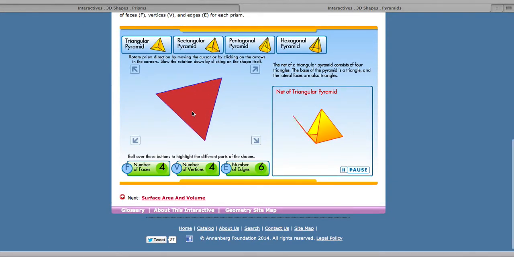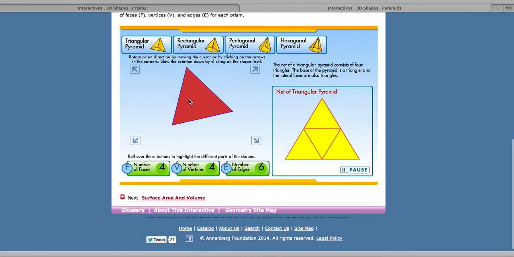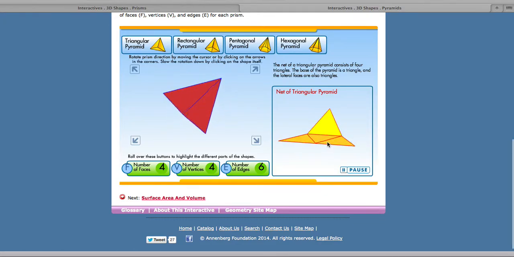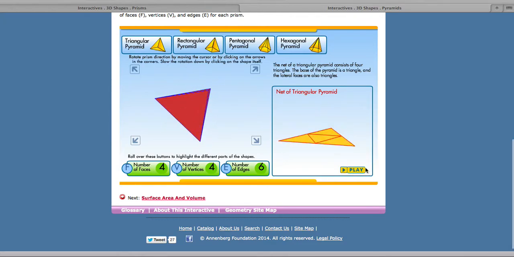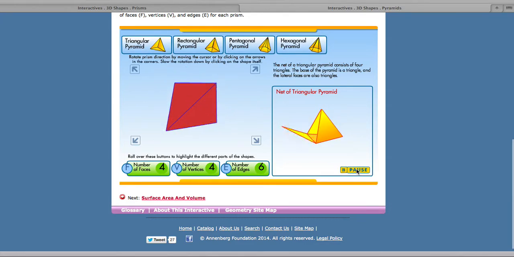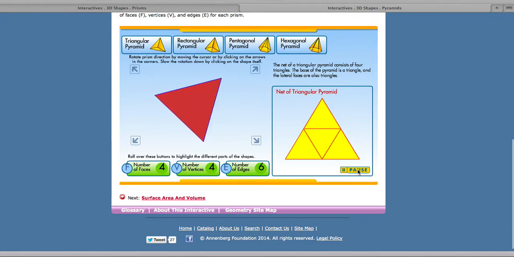And this is called a triangular pyramid. Why? Because the base is a triangle. And this is the net of our triangular pyramid right here. Okay, let's play that and let's look at the net again. Right there. Okay, so this is the net. Once you open up our prism, this is what it's gonna look like. It has one base, okay, and three faces shaped like triangles.